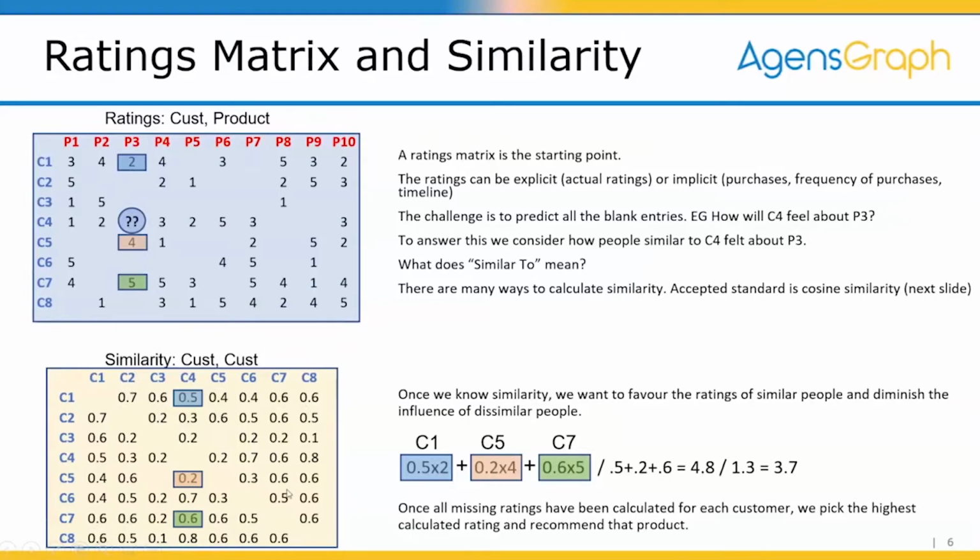Again, another sparse matrix. Not very sparse in my example. In fact, there's only one hole, because C3 and C5 have nothing in common, so we can't draw a similarity between them. Fine, so now that I have the similarity, I can see that C4 here is kind of half similar with C1, not very similar to C5 at all, and quite similar to C7. So what I want to do is value C7's opinion of product 3 more than I value C5's opinion.